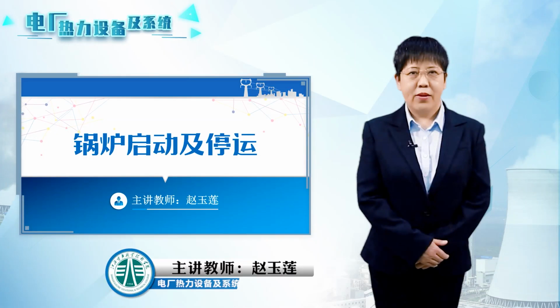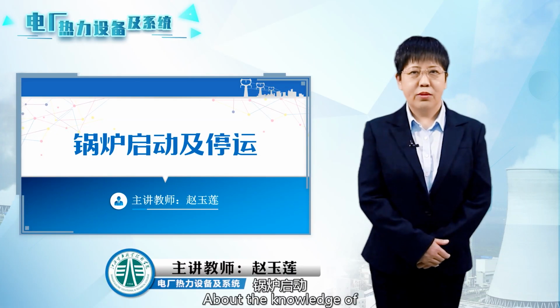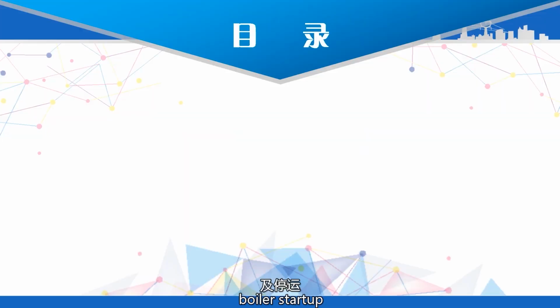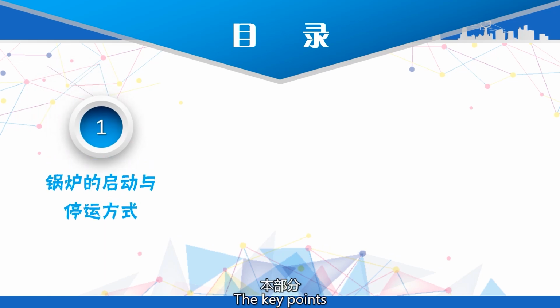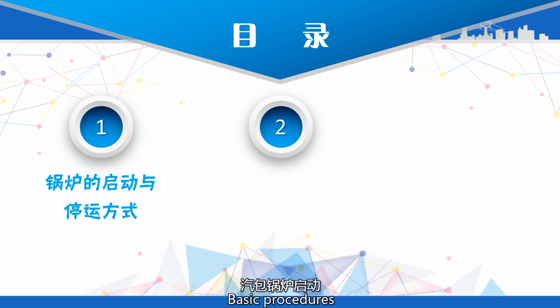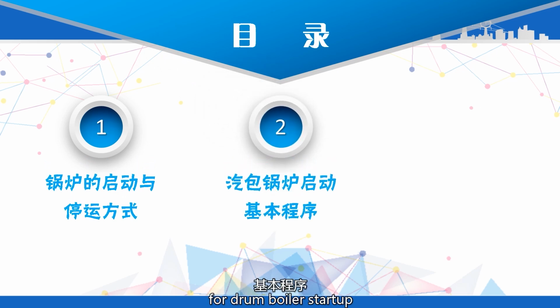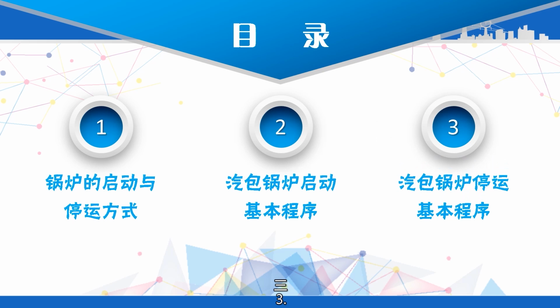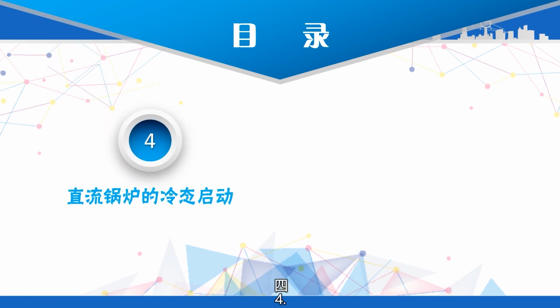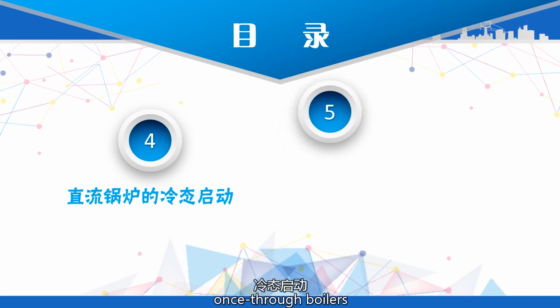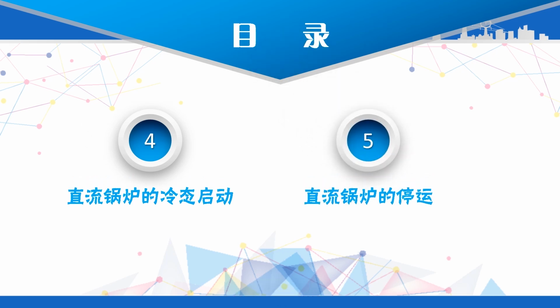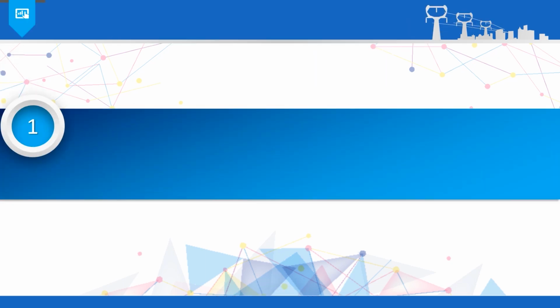Hello everyone. Now we will learn about the knowledge of boiler startup and shutdown. The key points in this section are as follows. 1. Boiler startup and shutdown methods. 2. Basic procedures for joint boiler startup. 3. Basic procedures for joint boiler shutdown. 4. Cold startup of 1 through boilers. 5. Shutdown of 1 through boilers.